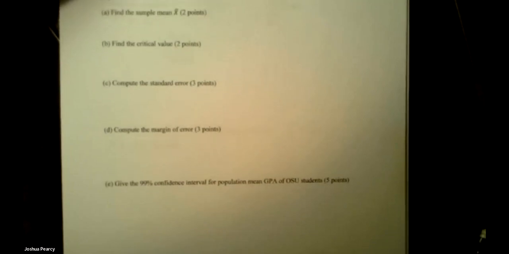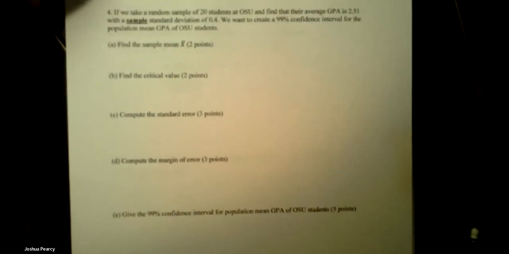Can you see this, Callie? It says if we take a random sample of 20 students at OSU and find their average GPA is 2.51 with a sample standard deviation of 0.4, we want to create a 99% confidence interval for the population mean GPA of OSU students. So this first part just says find the sample mean. So we're identifying the point estimate, and in this case that's simple. We just read off the average GPA for the sample, which was 2.51.